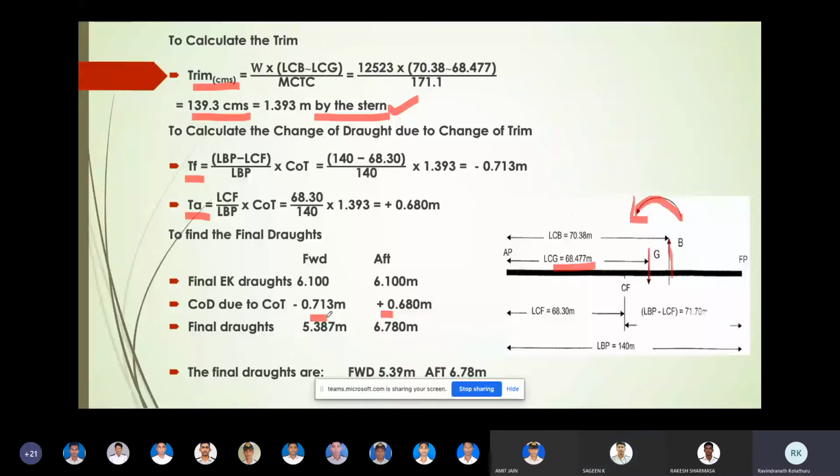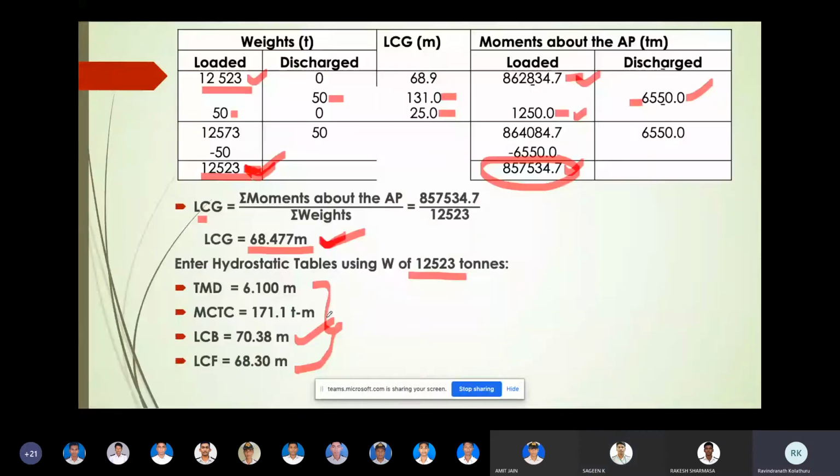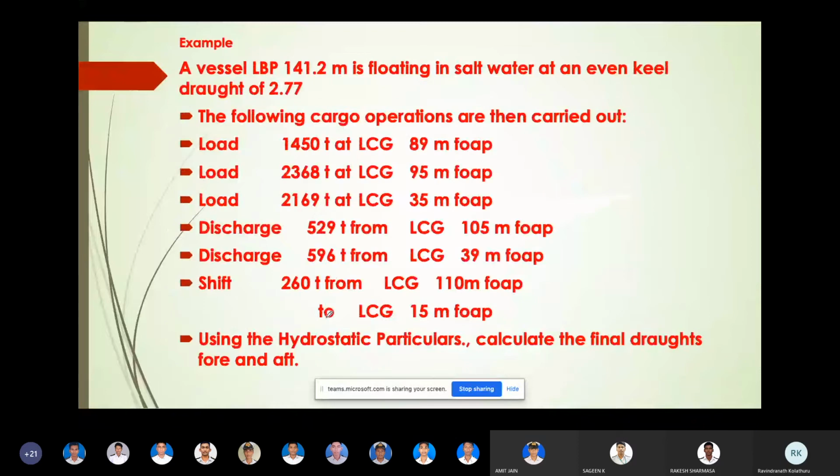Yes, sir. Fine. Understood on this problem, shifting of weights? Yes, sir. Understood. Okay. Fine.